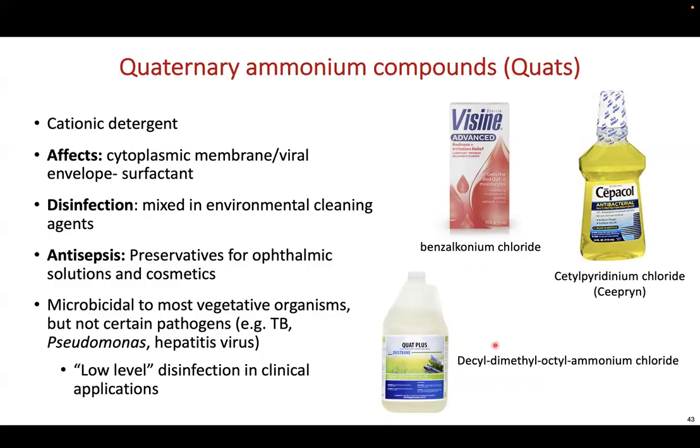So, to talk of another subgroup of compounds which are being used, we have quaternary ammonium compounds, or quats. They are basically cationic detergents, and they affect the cytoplasmic membrane and viral envelopes, and they are basically used as surfactants. They are used for disinfection in a mixed environment where you have a lot of cleaning agents present. They also can be used as antisepsis, preservatives for ophthalmic solutions and cosmetics.